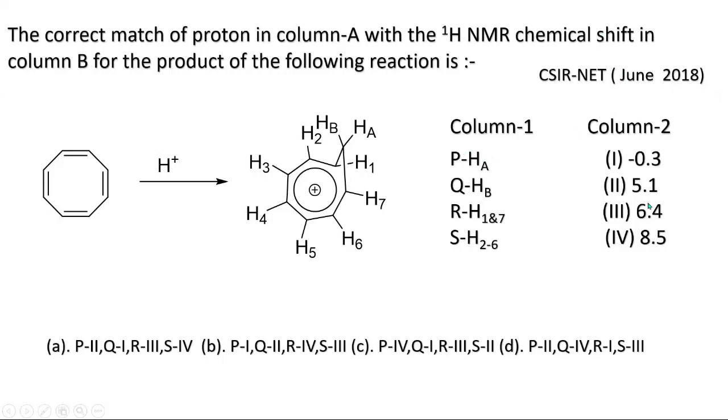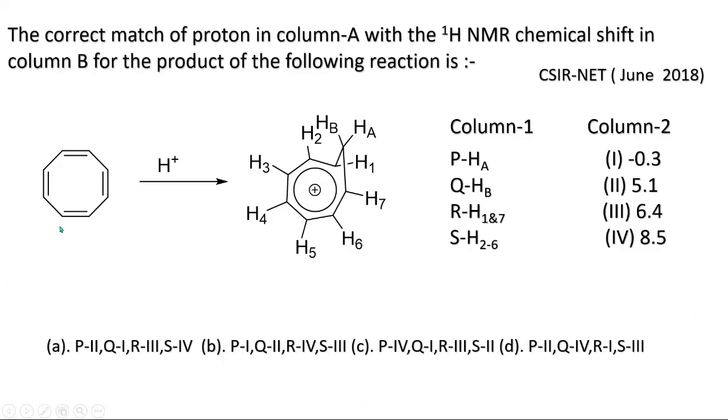So they have given two columns. They have mentioned the protons, this is proton A, proton B, and this is 1 to 7. In column 1, they have given P, Q, R, S, where P corresponds to HA, Q corresponds to HB, R to H1 and H7 only, and S to H2 to 6, that is 2, 3, 4, 5, 6. So they have given the corresponding chemical shift values. Now our job is to find which proton will have which chemical shift value. We have to match the columns. Based on that, they have given 4 possible options.